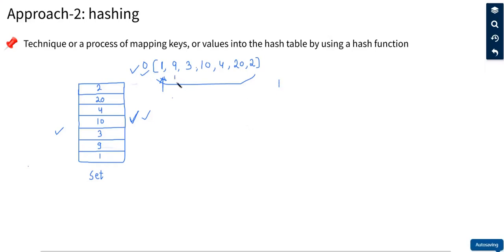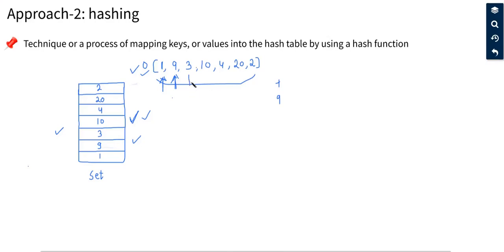Then I move to the second element and I check if 9 minus 1, that is 8, is present in the set or not. We see 8 is not present in the set. Hence, we start another sequence from this element. So I have 9 included in my sequence now.